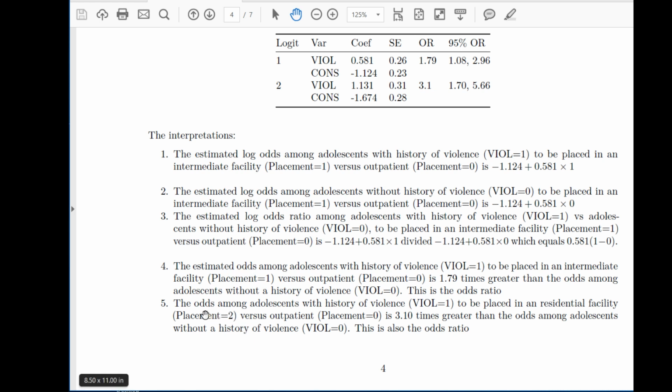and how about this one? For the second pane, the odds among adolescents with history of violence, VIOL equal 1, to be placed in the residential facility placement 2 versus outpatient is 3.10 times greater than the odds among adolescents without a history of violence. So this is the estimated odds ratio or the estimated relative risk ratio. So interpretation wise, it is very similar to binary logistic regression, but you need to interpret for each of the panes. So you have one pane here, a second pane here, all right?